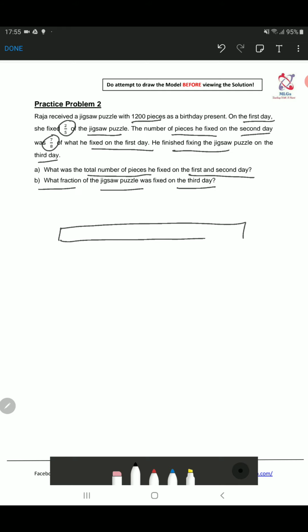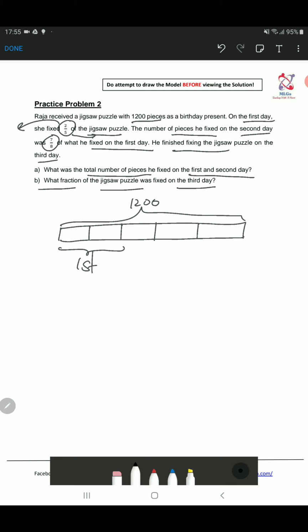So we can begin with a parts whole model, which is all the pieces. On the first day, she fixed 2/5 of the jigsaw puzzle. So which means the jigsaw puzzle has altogether 5 boxes. So you cut 3, 4, and 5. And she fixed 2 boxes on the first day. So this is your first day, which is 2 boxes.